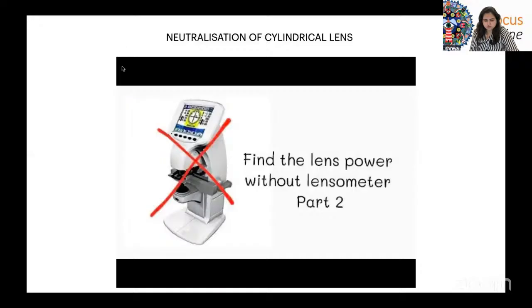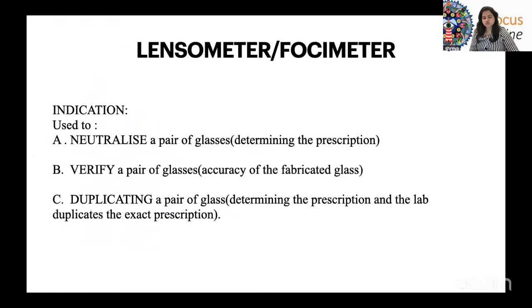Coming on to the lensometer or the Focimeter, these are the indications. Firstly, it is used to neutralize a pair of glasses, that is, we do not know what the prescription is. Secondly, it is used to verify a pair of glasses, that is, the glasses are being made, but then what is the accuracy of those fabricated glasses? And thirdly, it is used for duplicating a pair of glasses, that is, we know the prescription and now the lab has to make similar prescription glasses.